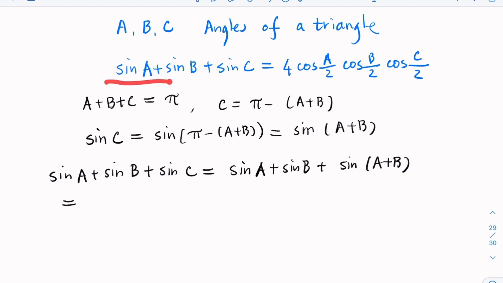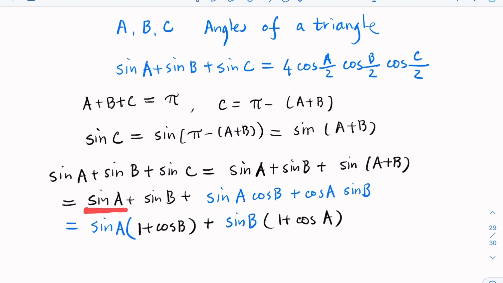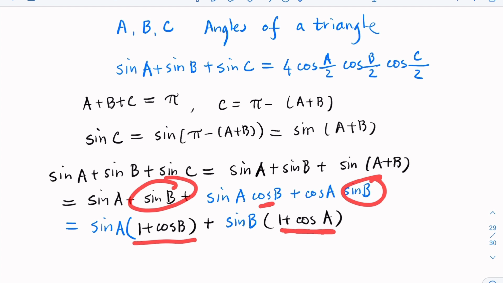What we can do is rewrite this with the replacement of sine C, which is sine of A plus B. We use the trig identity for sine of the sum: sine A cosine B plus cosine A sine B. Now you can combine the terms for sine A and for sine B. Let's do that. We take the common term sine A, and we get 1 plus cosine B, and for sine B, you get 1 plus cosine A.